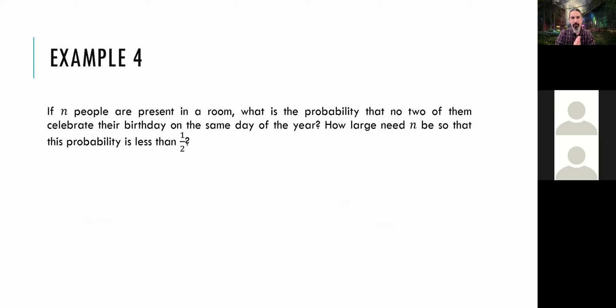So example 4. If n people are present in a room, what's the probability that no two of them celebrate their birthday on the same day of the year? How large need n be so that this probability is less than 1 over 2? Normally we do this in the class, and I ask everyone their birthdays. We start with people in January, people in February, and we get some same day birthdays, some hits in that lesson, but it's not possible here, at least not now. So we're going to have to think of it ourselves.